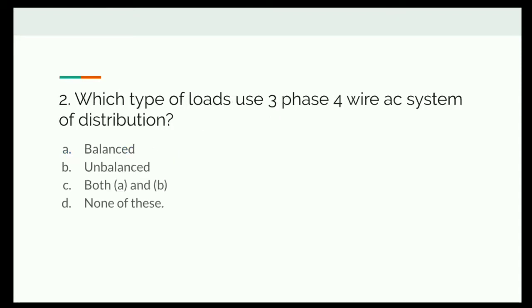Next question. Which type of load uses a three-phase, four-wire AC system for distribution? Option A, balanced. Option B, unbalanced. C, both A and B. D, none of these. And the correct answer is unbalanced.